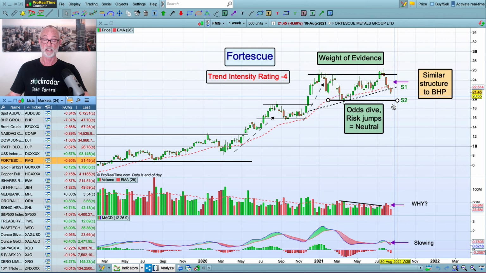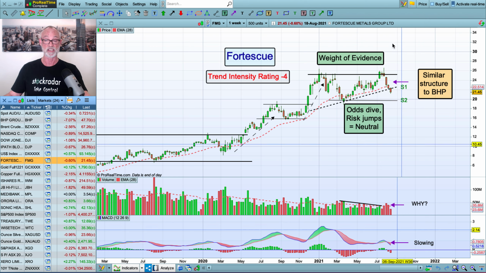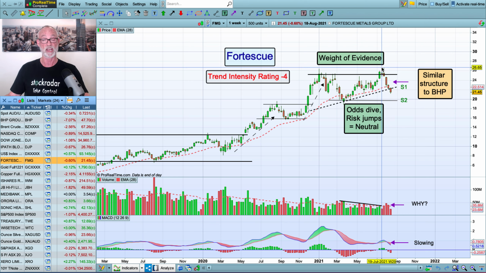Okay, so that's Fortescue at the moment, and it looks like it's going to be coming back towards S2 for the moment. And we can see the seller starting to appear, and the acceleration is slowing again. So this little break up here really hasn't worked out. We just stop ourselves and get out and move on from that.